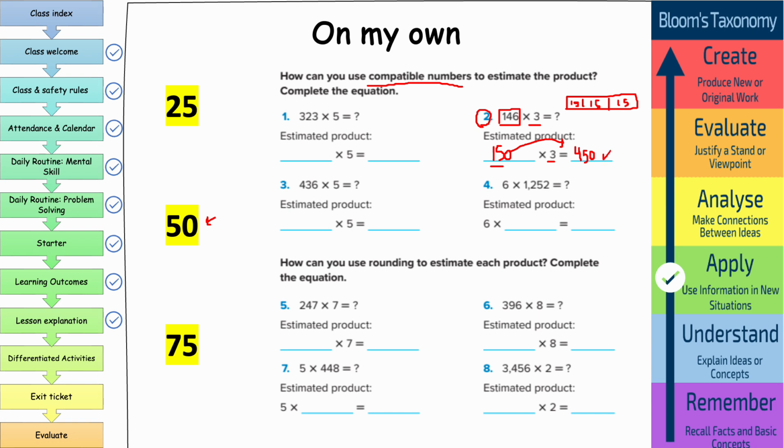Done. Now the second way of estimation is rounding. So we will be using rounding to estimate. For example, here I will round to the nearest 100. So 9 will round up the 4 and the estimated number will be 400.